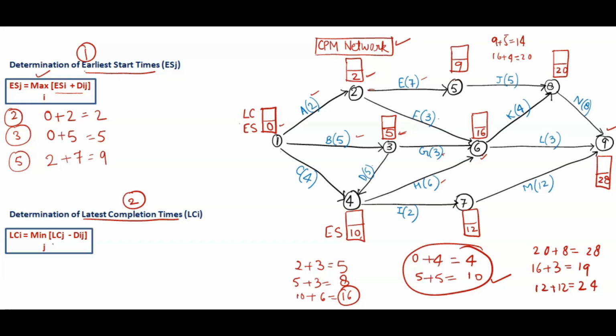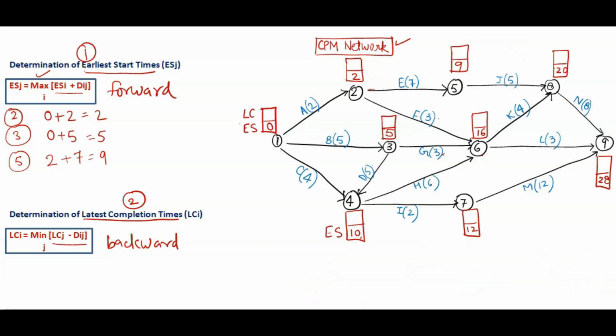we have to take, and here inside the brackets we have the latest completion of the ending activity minus duration. So this is known as the backward pass. We'll come towards the backward direction, and this is the forward pass. So now we have to come towards the backward direction. The latest completion time for the ending activity, the 9th node, that is the last node, will always be the same as the earliest start time. This was the earliest start time and this is the latest completion time.